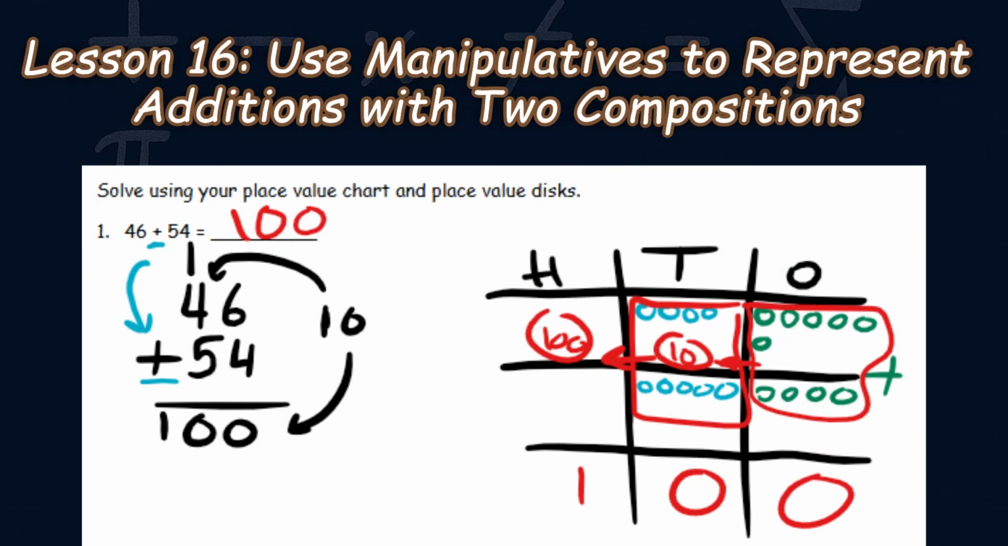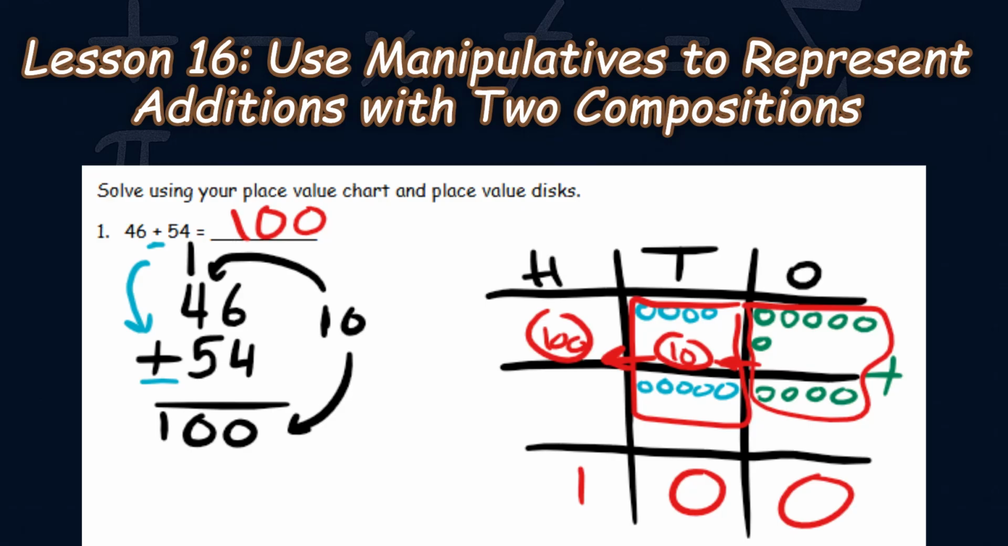Lastly, for lesson 16, we are going to be using manipulatives to represent addition with 2 compositions. So in this case, if we look at our problem, we have 46 plus 54. It is solved for you already, but you can see that it is represented in 2 different methods. One is the traditional vertical method that a lot of us are familiar with, that includes regrouping, also known as carrying your 1 over if you do get it.